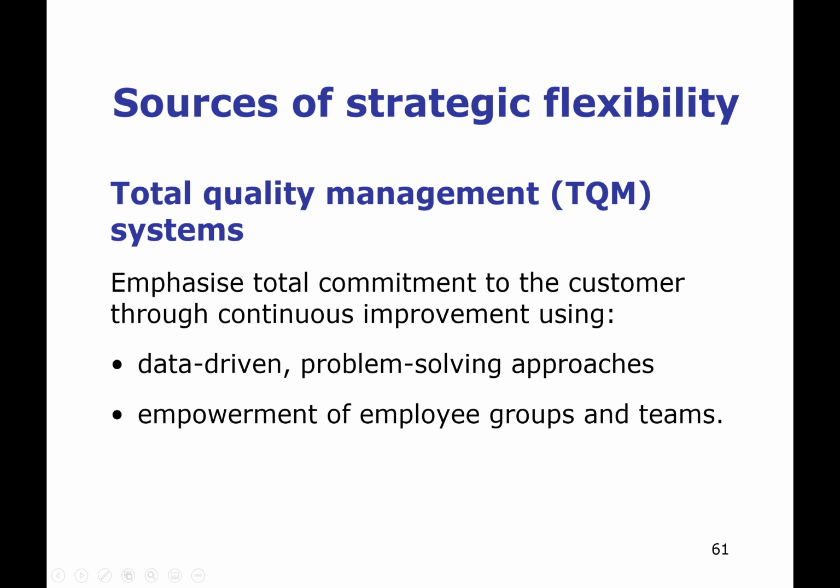Total quality management is about data-driven problem-solving approaches that move the decision-making for the problem down to the level where it's occurring, to enable groups of teams and groups of employees to work in teams and groups, therefore improve quality in a rapid and effective way.